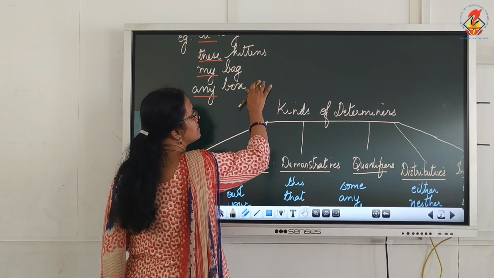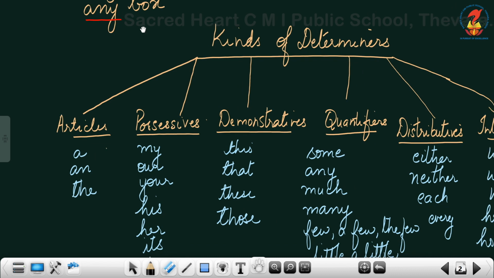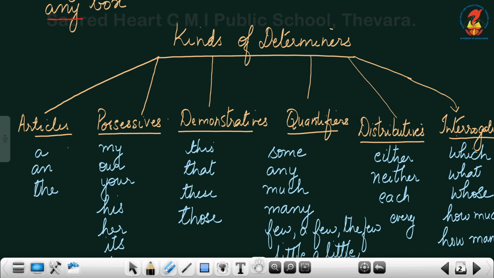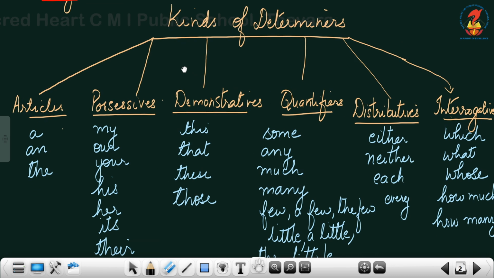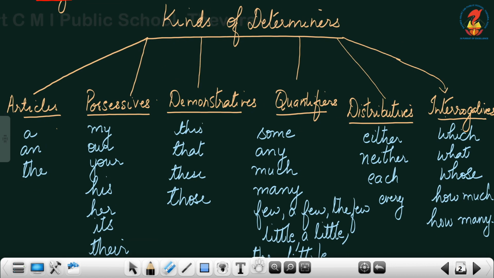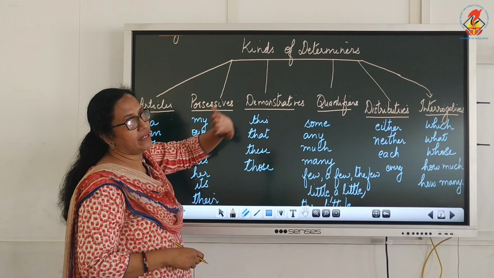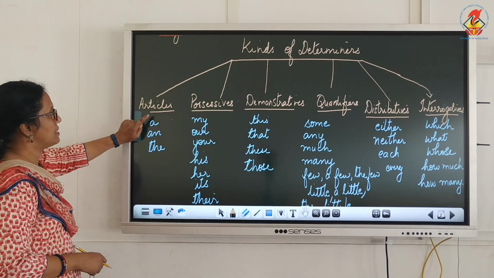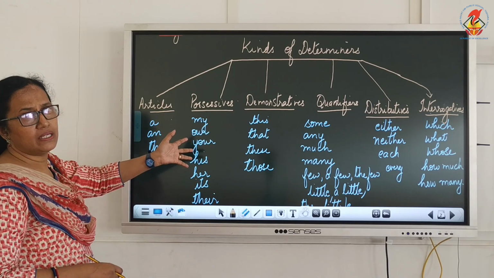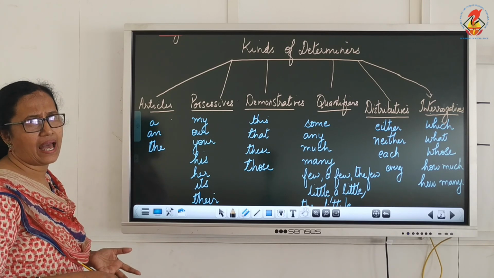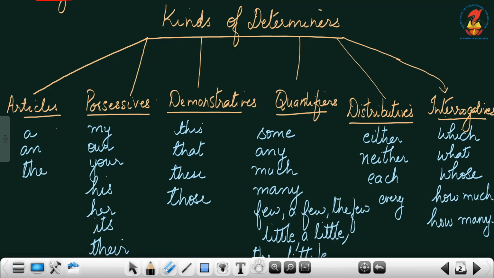Now, determiners can be bifurcated into different types. Here are the different kinds or types of determiners. First one is articles. Articles you have been learning from the very first standard, the use of a and the. Then possessives. As the word indicates, possessive means it belongs to someone. So here it is my, our, your, his, her, its, or their.